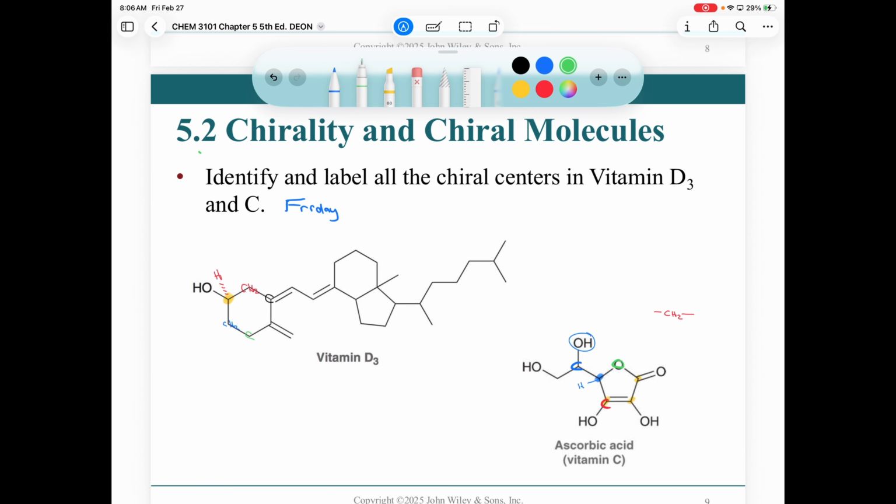Let me try another one. What if I highlighted this one in red? Would you say that's a chiral carbon? I see everybody saying no. No, absolutely not, right? That carbon is attached to two methyl groups. Can't be chiral, right? So we'll scratch that one off of there.